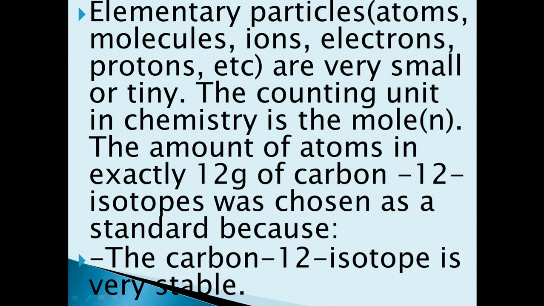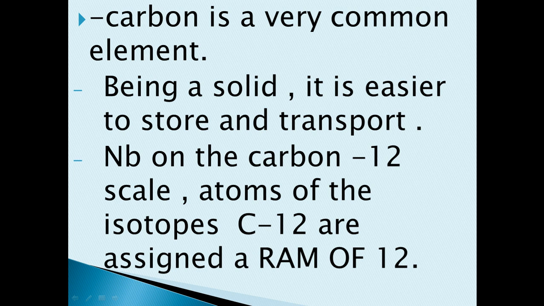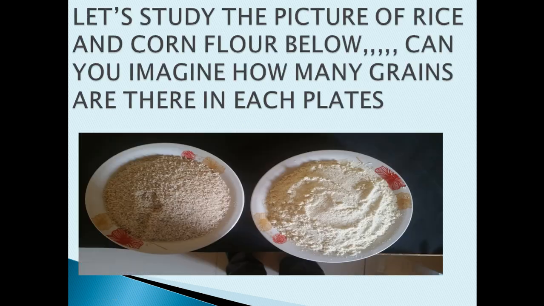Why? Number 1, the carbon-12 isotope is very stable. Carbon is a very common element. Being a solid, it is easier to store and transport. Note, on the carbon-12 scale, atoms of the isotope carbon-12 are assigned a relative atomic mass of 12.